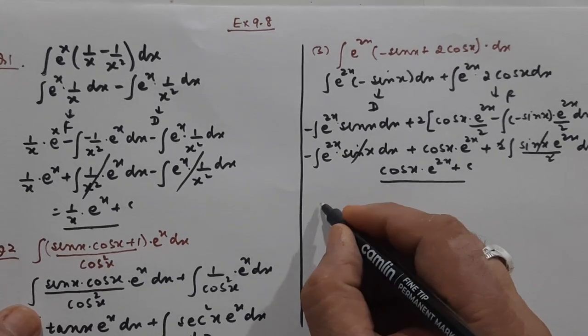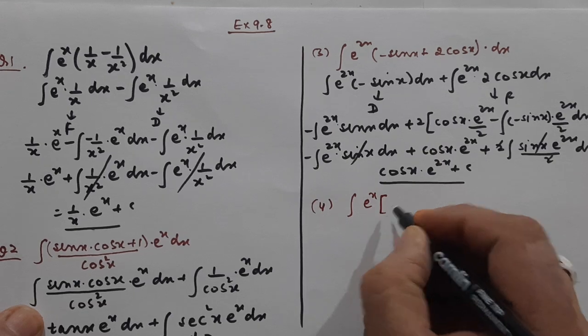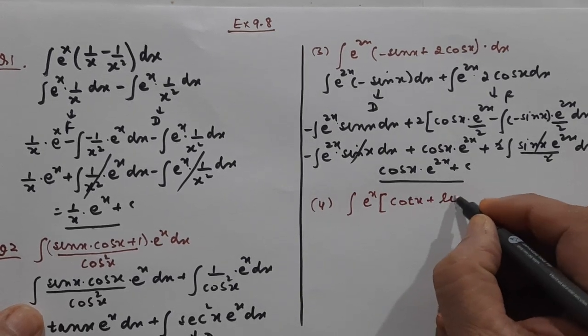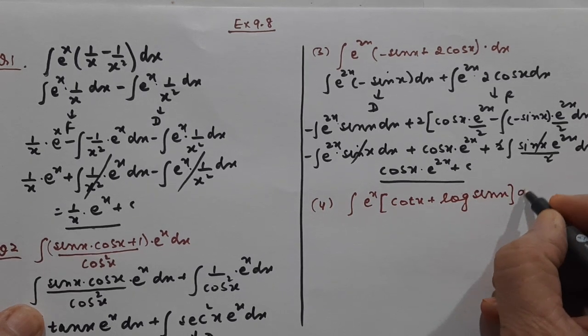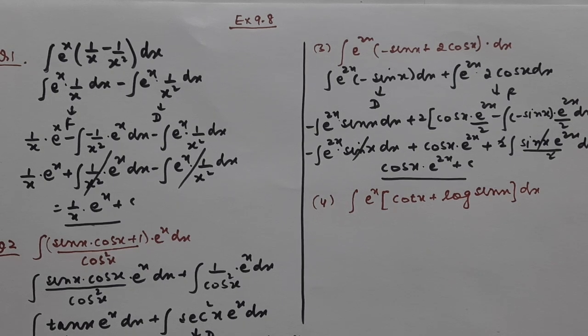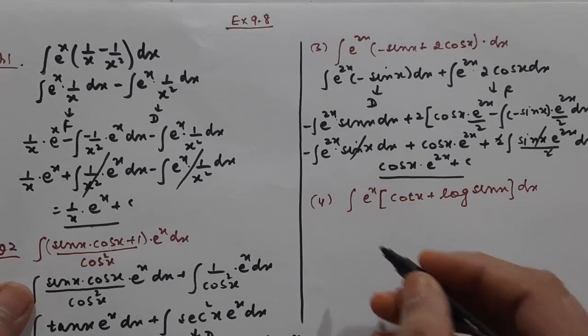Now number 4th question is the integral of e power x into cot x plus log sin x dx. Now this is the question. Now first of all, let us open the bracket first.